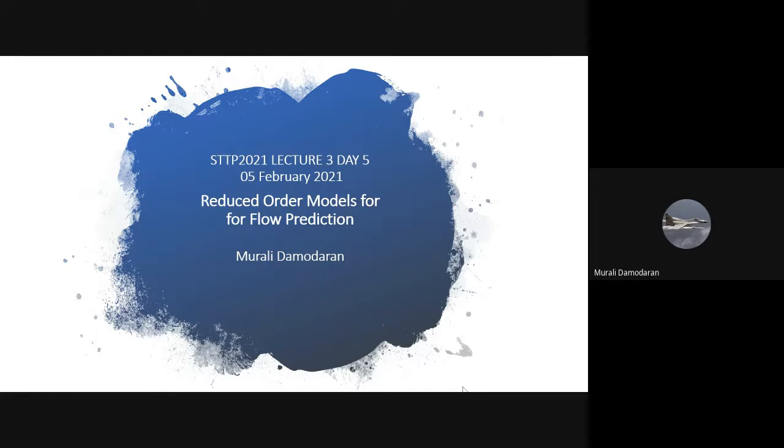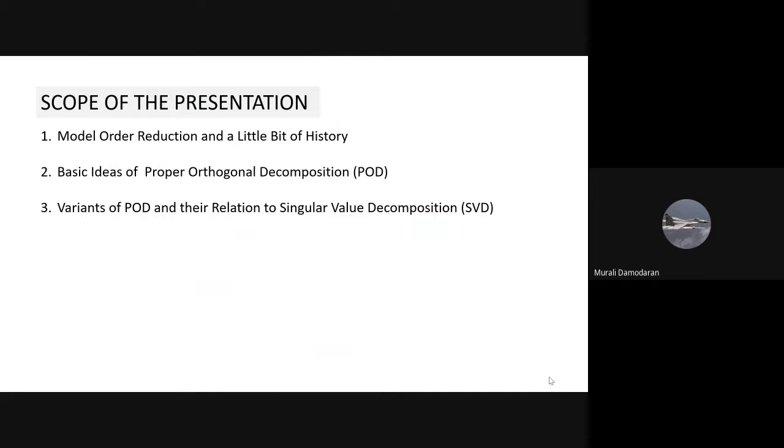Before the machine learning craze came into being sometime around 2012, in the late 80s and early 90s, engineers were already looking at what are called reduced order models for flow prediction. So this lecture will introduce this concept to you so that you can consider using some of this for your own work. The scope of the presentation will be as follows.